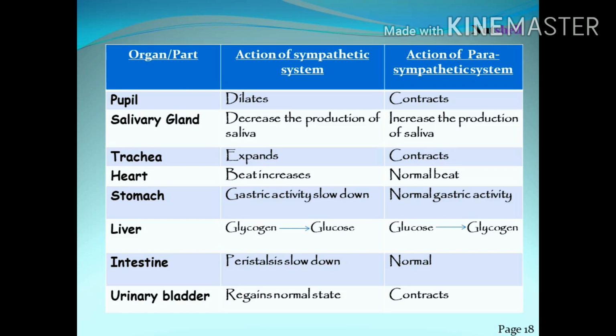The action of the parasympathetic system is just opposite to that of the sympathetic system. That is, the pupil contracts; the salivary gland increases the production of saliva; the trachea contracts; heart rate is normal; gastric activity is normal; glucose is converted into glycogen in the liver; the intestine is also normal; the urinary bladder contracts.